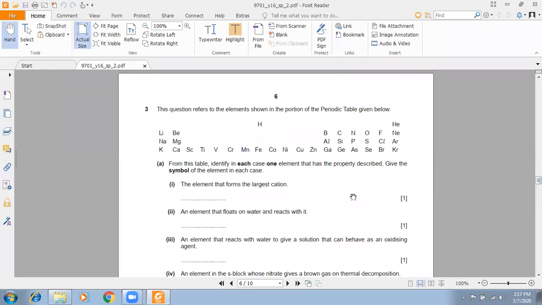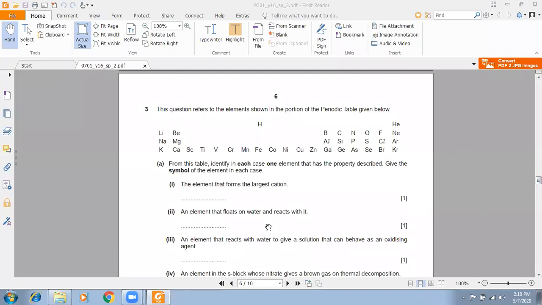This question refers to the elements shown in the portion of the periodic table given below. So lithium, beryllium, boron, carbon, nitrogen, oxygen, fluorine, neon. You can see this one. From this table, identify in each case one element that has the property described. Give the symbol of the element in each case. The element that forms the largest cation.